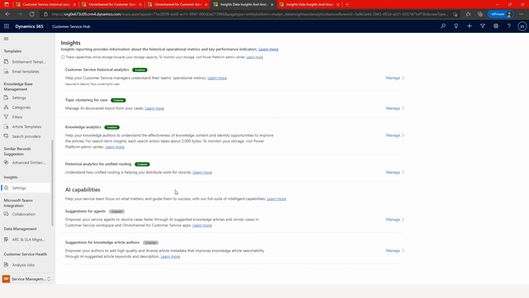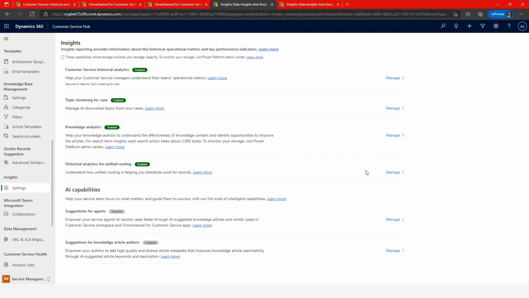The historical analytics report is part of this group, but it has dependency, and there are a few prerequisites that you should take into consideration when you're using historical analytics report in customer service. So first thing is you need to make sure that you have unified routing turned on in your environment, and you're actively using unified routing to route cases. And second is this customer service historical analytics report should also be enabled for you to consume historical analytics report.